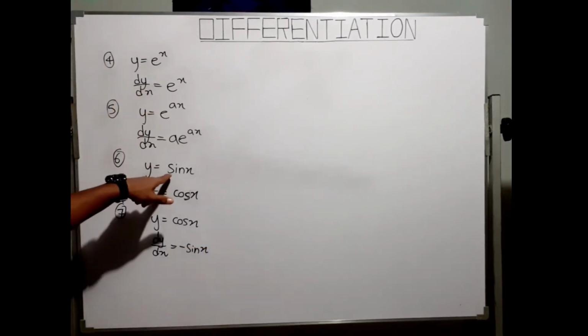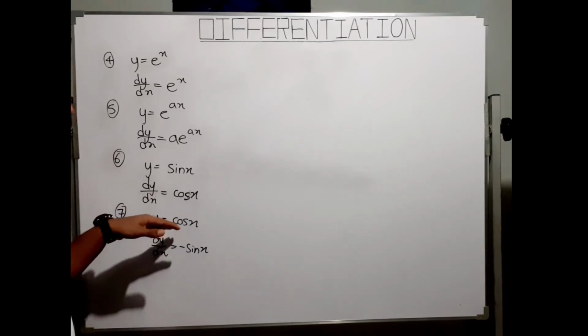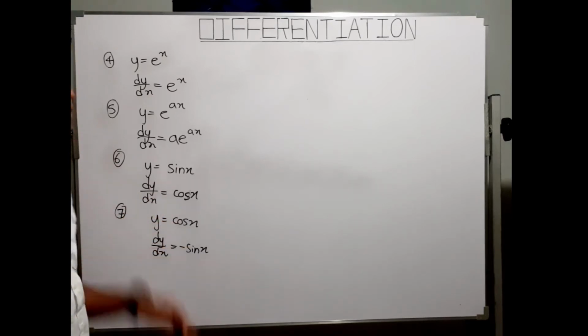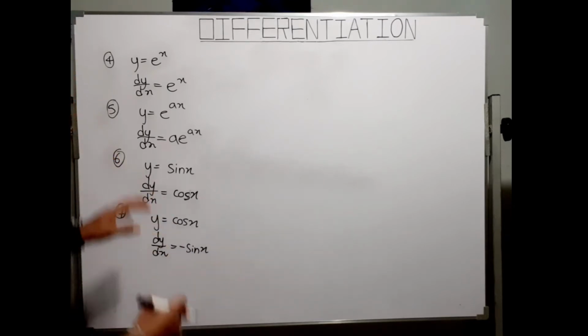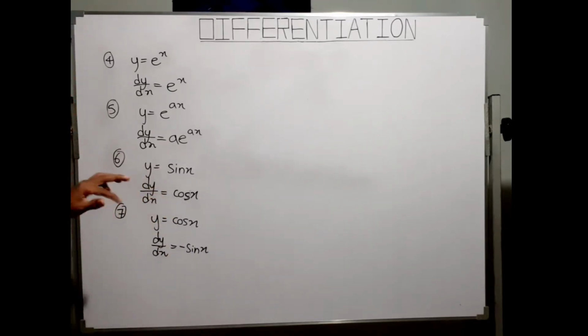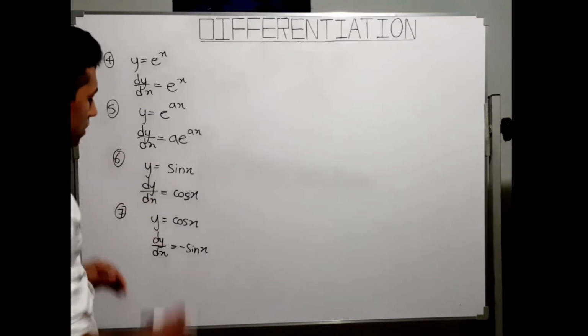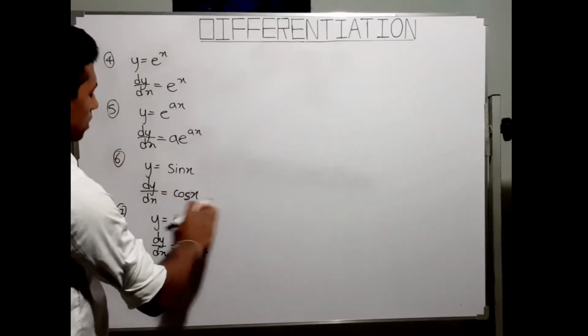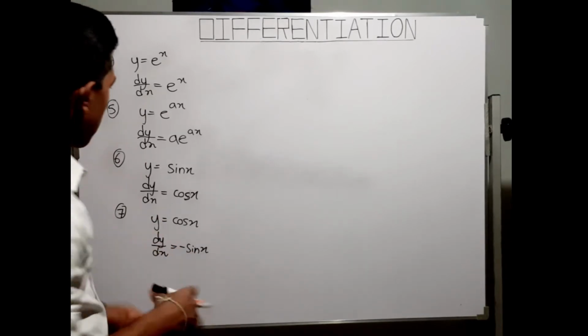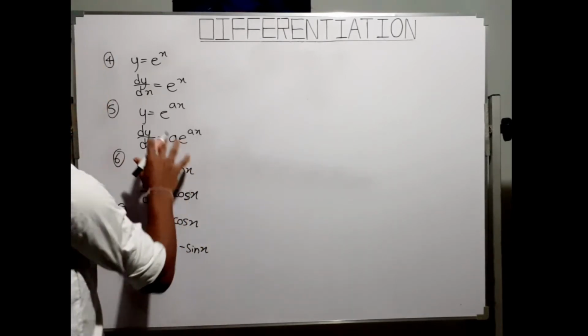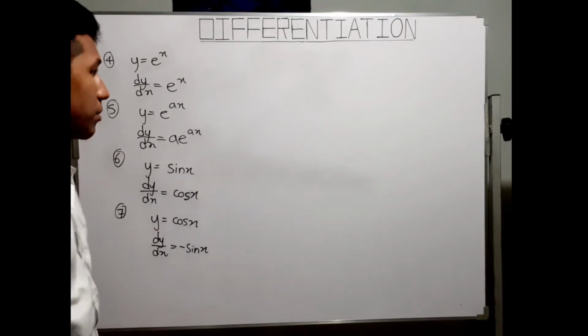When you differentiate sine x, you get cos x, whereas when you differentiate cos x, you get minus sine x. So those two, you could get a bit confused, but keep this in mind. When you differentiate sine, you get cos, and when you differentiate cos, you get minus sine. Just study that, as those are simple theories we have to keep in mind.